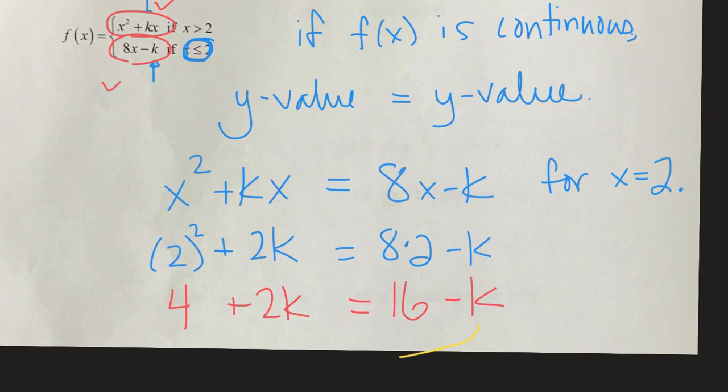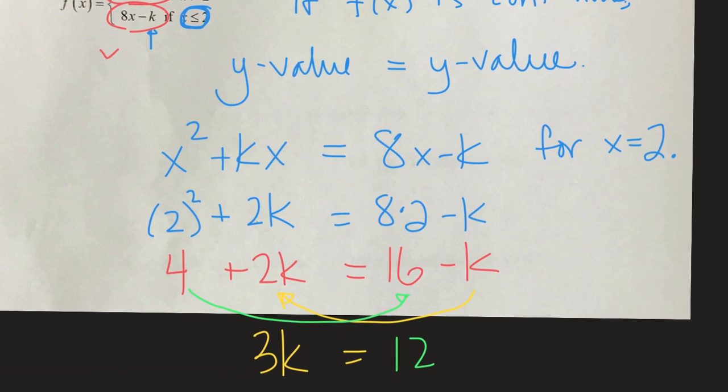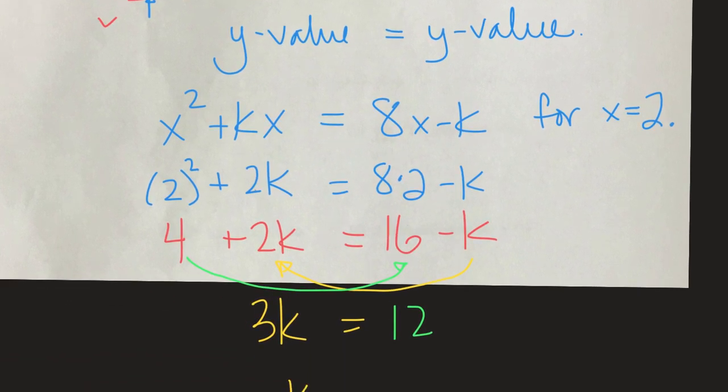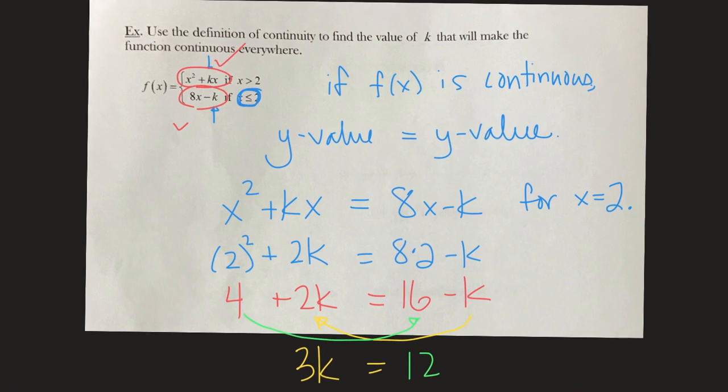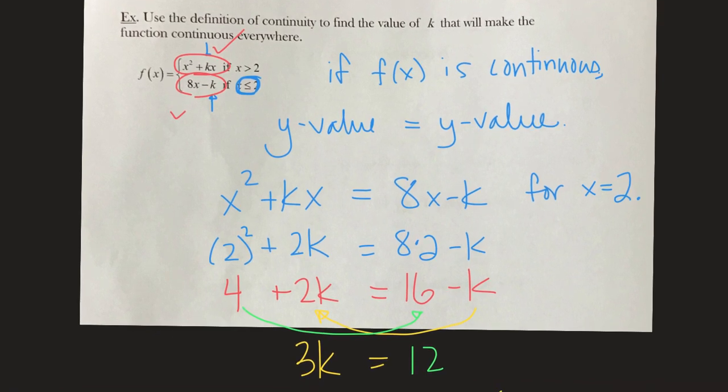Math says to get the k's on the same side. 3k. And get the numbers on the other side. 16 minus 4 is 12. So if we had a k value of 4, then your function would be continuous for all values of x. Okay? That's how you do these type of continuity problems.